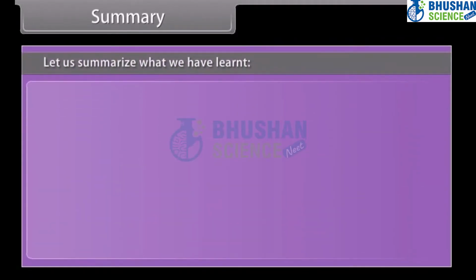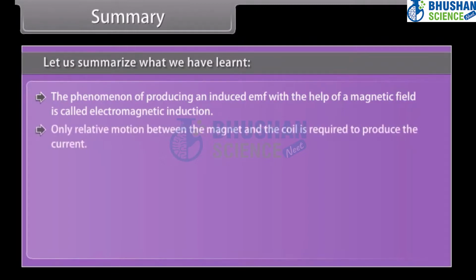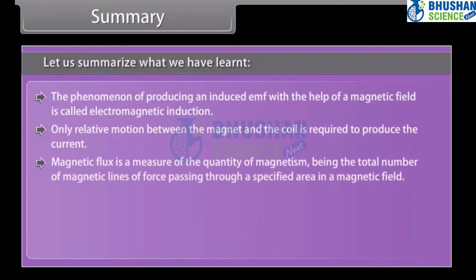Summary. Let us summarize what we have learned. The phenomenon of producing an induced EMF with the help of a magnetic field is called electromagnetic induction. Only relative motion between the magnet and the coil is required to produce the current. Magnetic flux is a measure of the quantity of magnetism, being the total number of magnetic lines of force passing through a specified area in a magnetic field.